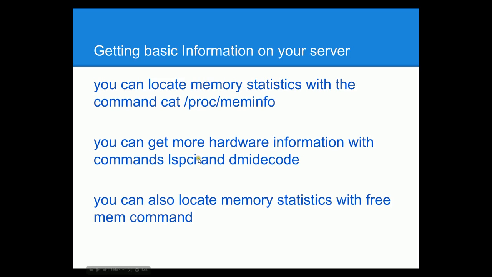And another way you can get hardware information about your system is lspci. So lspci and dmidecode are two really good commands. If you want to get more memory information, you can use the command free, and it'll tell you how much memory you have, and I believe swap files. So let's just run some of these commands really quickly here.